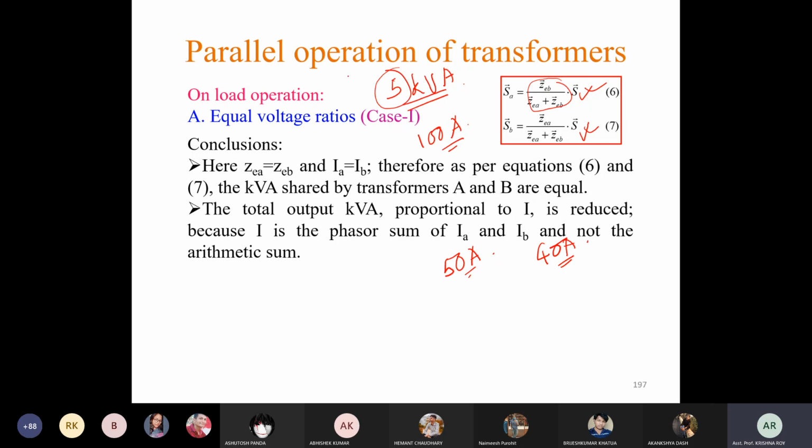That means the sum of the total capacity of transformers is 5 kVA, but we will be able to use only suppose 4 kVA. The total capacity we cannot use for this kind of situation. Is it clear?